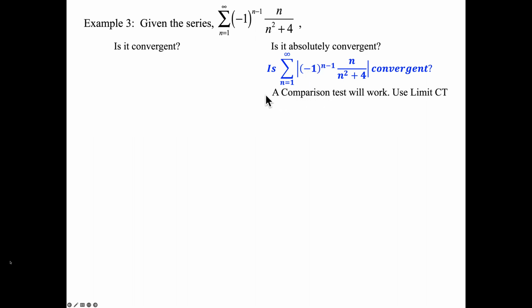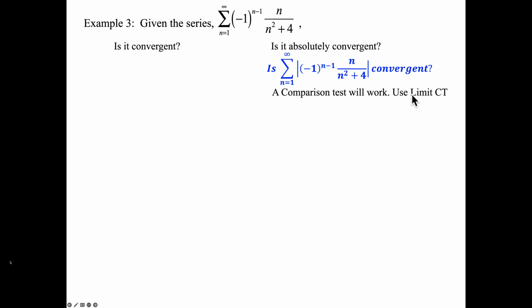So example 3, given the series n equals 1 to infinity of negative 1 to the n minus 1 power, we have n over n squared plus 4. Let's look at it absolutely. So again, put absolute value bars around it. That's going to remove the negative 1 to the n minus 1. So this will be a comparison test.